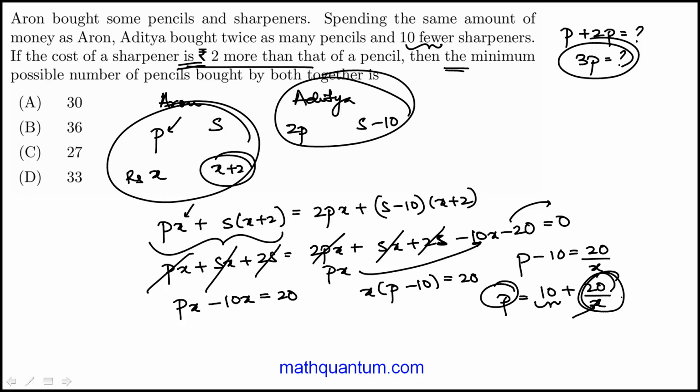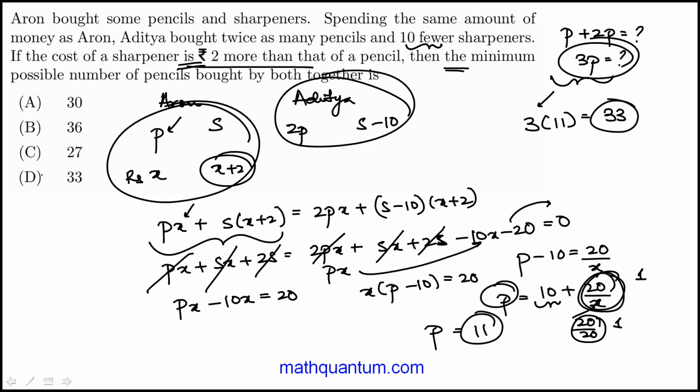Well, this piece is 1, because if X is 20, this would be 20 over 20, which is 1. So P, the least possible value, is 11, which means that the total number of pencils together would be 3 times 11, or 33. Choice D.